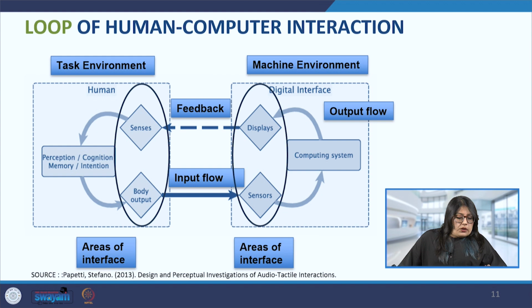We can see how the senses are perceiving. On the left, in the task environment, in the human part, the perception, cognition, memory, and intention, all of these are giving a body output which is going into the machine environment, into the computing system, and then the display. And again, the user is perceiving this display, and the whole loop then carries forward.